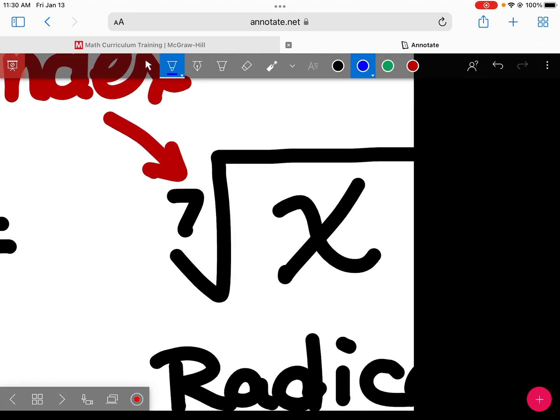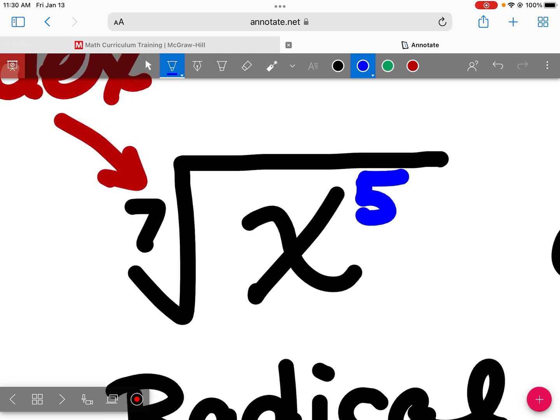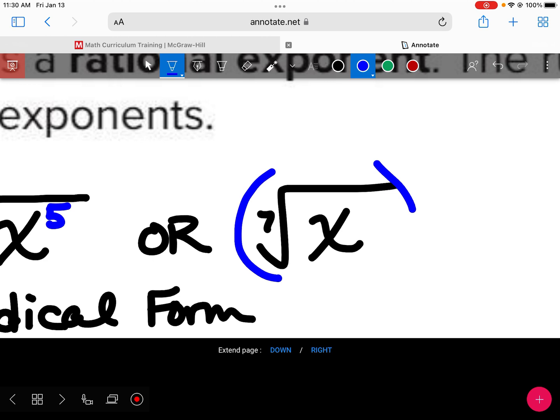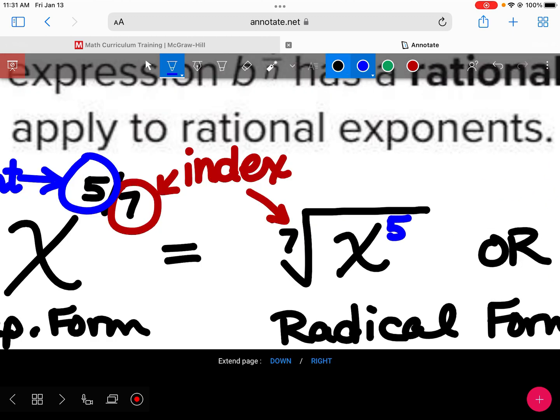That exponent of 5 can go underneath the radical and be an exponent on the x. Or it can go outside the radical and be an exponent on the whole thing. Does not matter which way you do it. You do need to be familiar with both of those, and that either one of those would be the same in their exponential form. So it's written in two different ways, but they have the exact same meaning. That numerator can go in either spot. Make sure this actually looks like a fraction here.